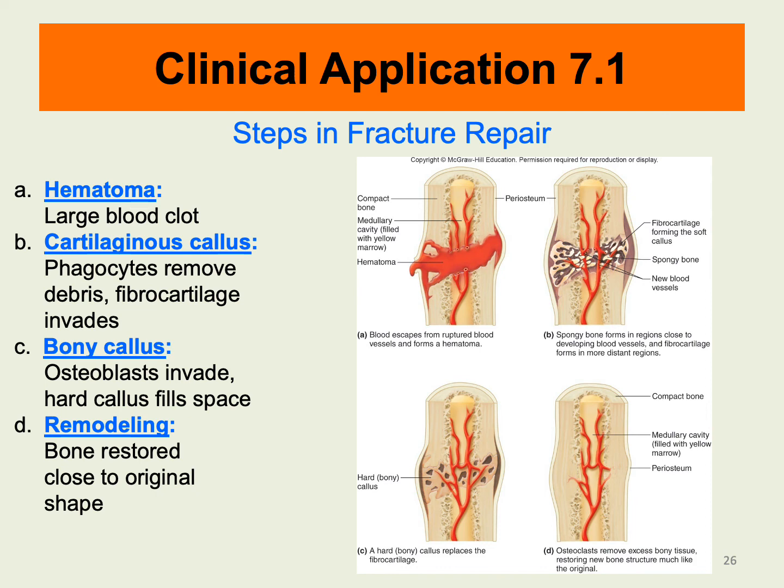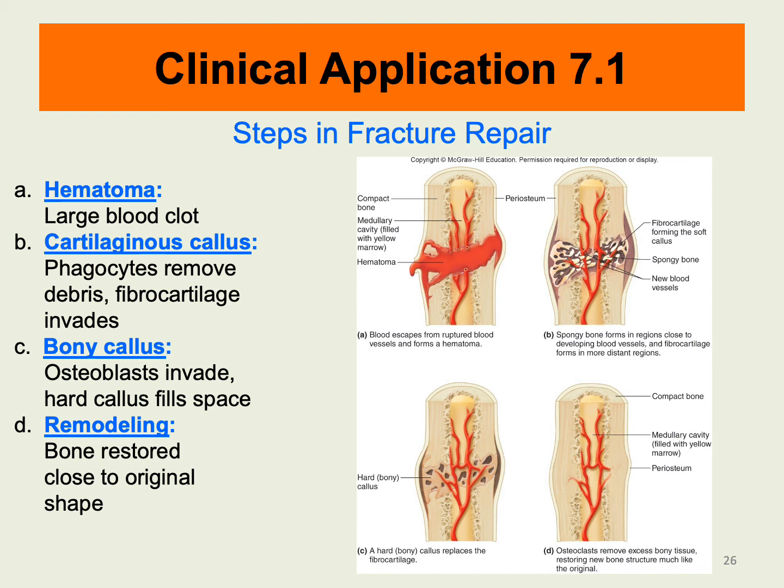Now, let's discuss the steps in fracture repair. The first, hematoma. Hematoma meaning large blood clot. And that is the first step. The second, cartilaginous callus, and it is shown in this picture to you. Please follow through the pictures. You will see the B shows the cartilaginous callus on the right upper corner. And it is during the cartilaginous callus, phagocytes remove the debris, and fibrocartilage invades and starts creating the collagen fiber.